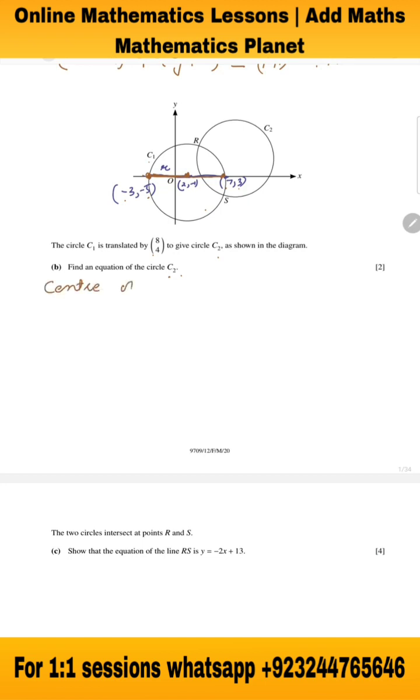What is the center of the new circle? The center of the first circle, that is 2, -1, added to the translation, which is 8, 4. So we will get 10, 3. So the center of the new circle is 10, 3.